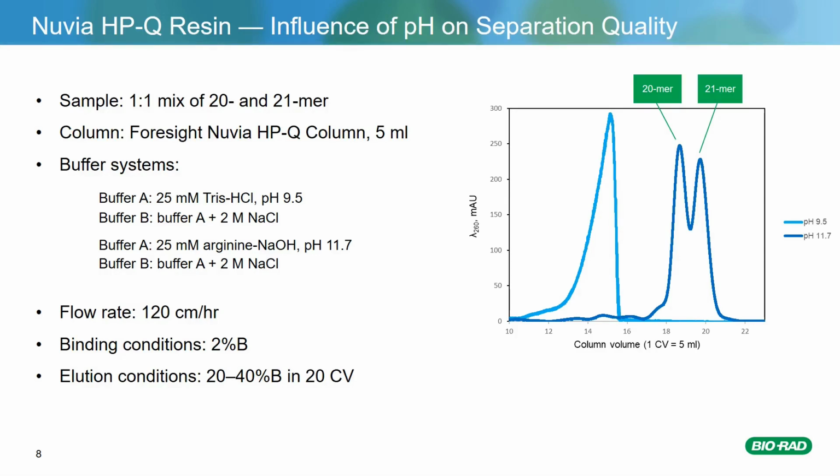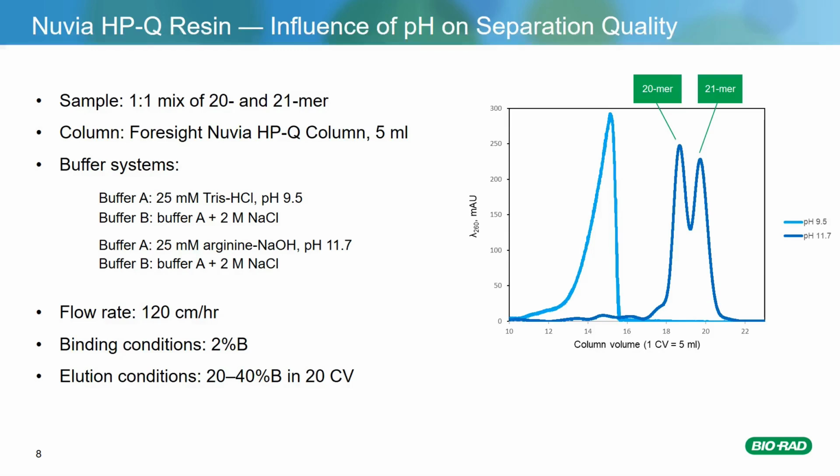And then the second system is a 25 millimolar arginine NaOH at pH 11.7. And buffer B is the same with 2 molar salt. In both cases, the flow rate's 120 centimeters an hour. It's bound in 2% B, and then the elution conditions are 20 to 40% B in 20 CVs.